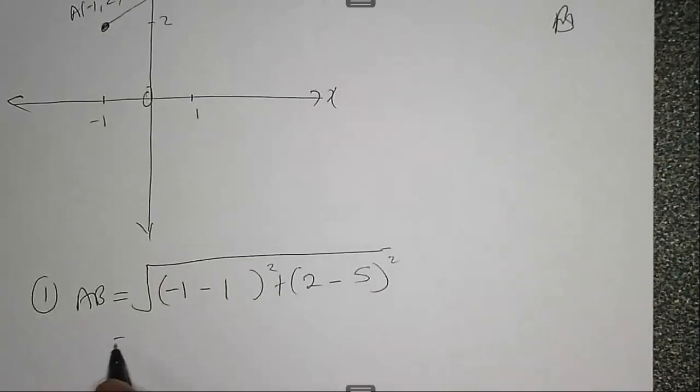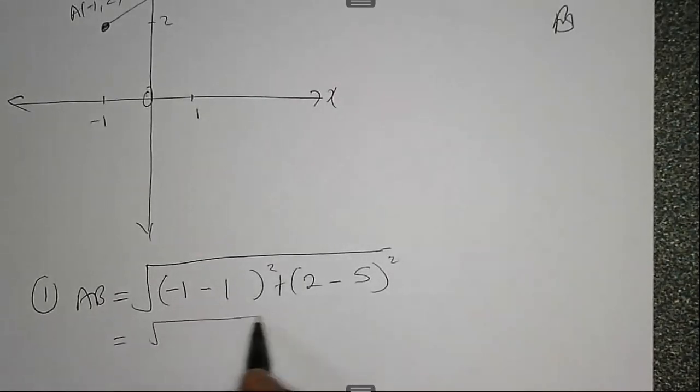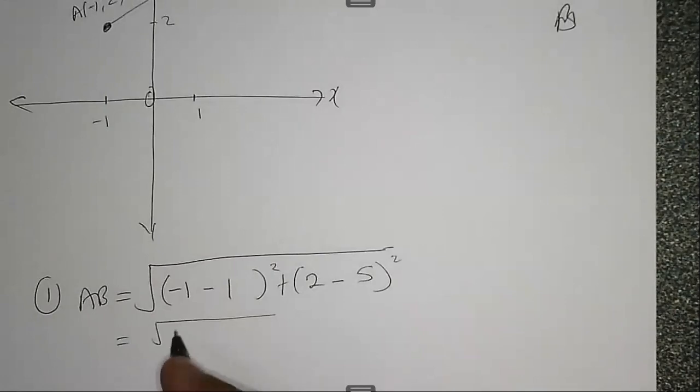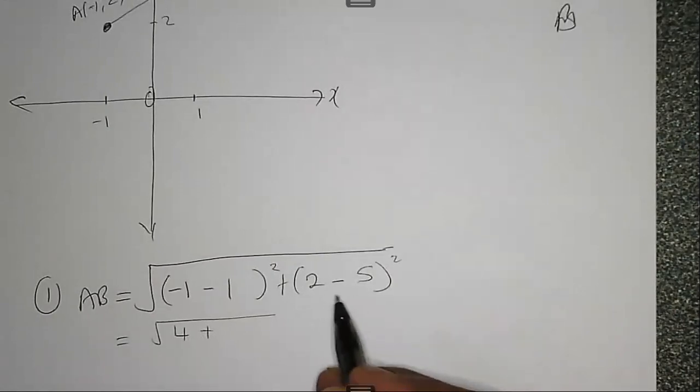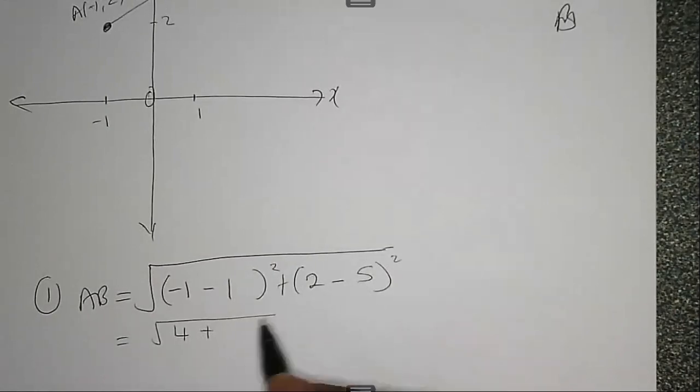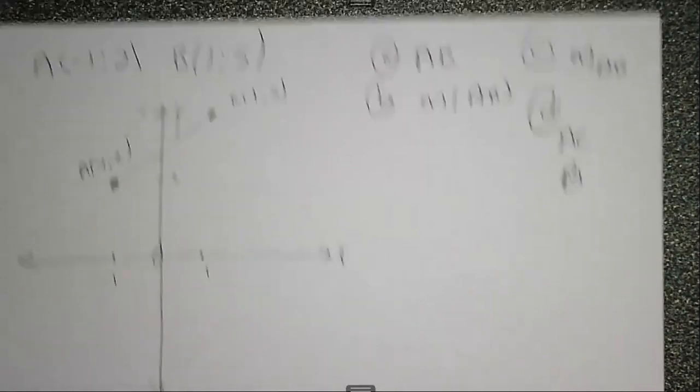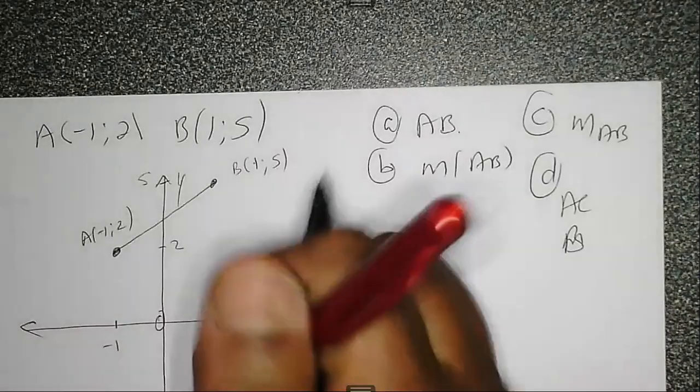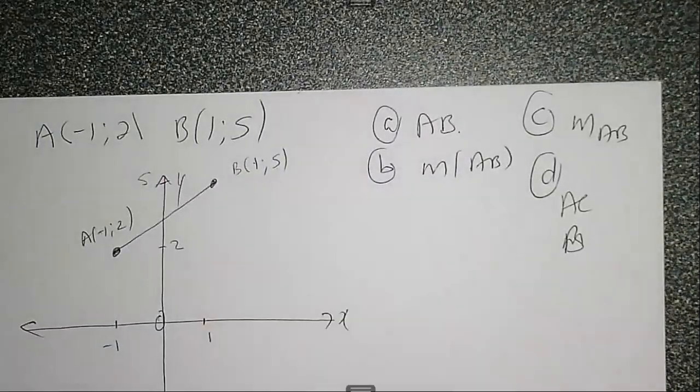And the rest, people, is calculate the work. You can do this on the calculator, or you can do it mentally. Like -2 squared is 4. 2 minus 5 is -3, squared is 9. So therefore, it is the square root of 13. And there you are. That is the length of AB, the square root of 13.